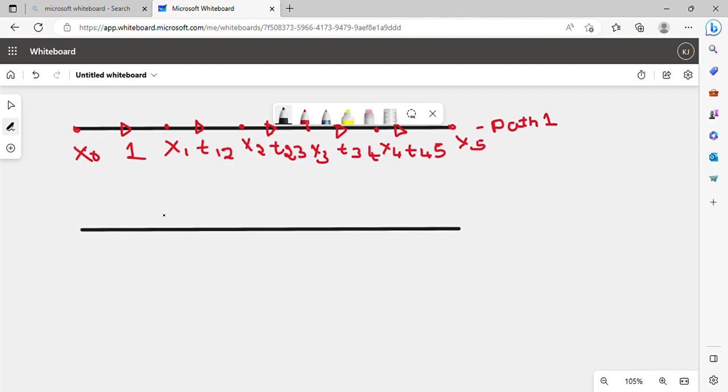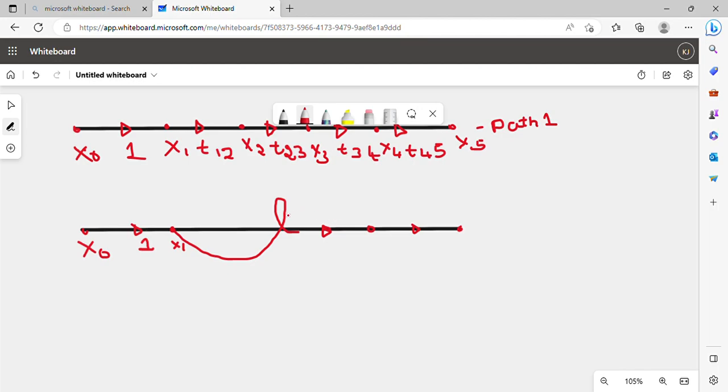It is my x0, x1, x3, x4, x5. So x0, this is x1, your x3. So how does your x3 come from x1? Yes, like this, right? Here it is x3, and after x3 you have t34, and this is x4, and this is my xy, right?